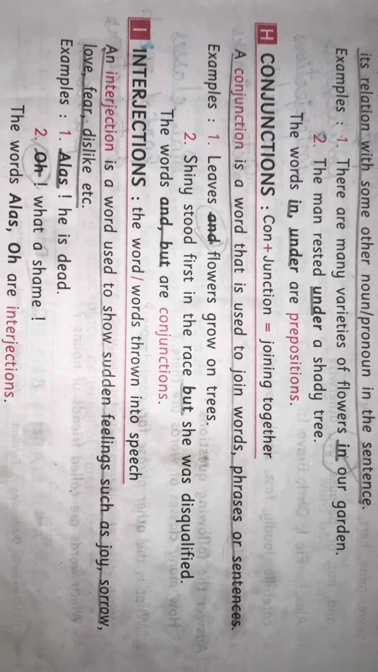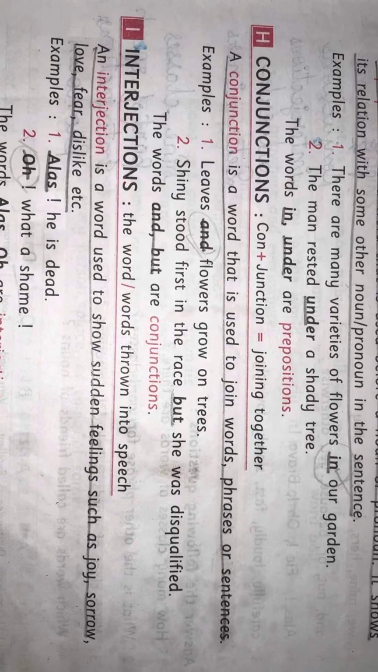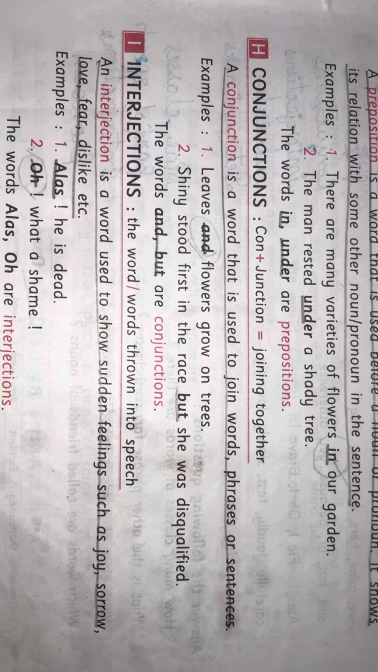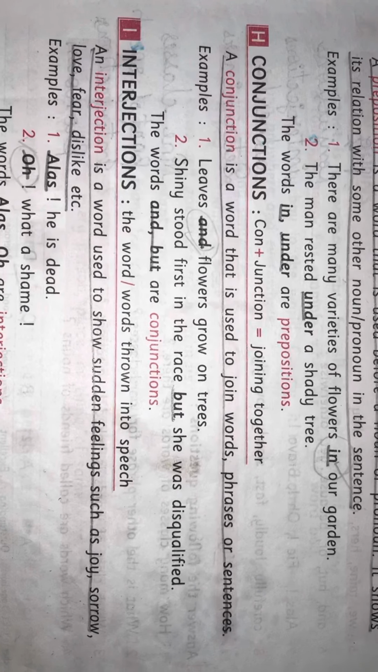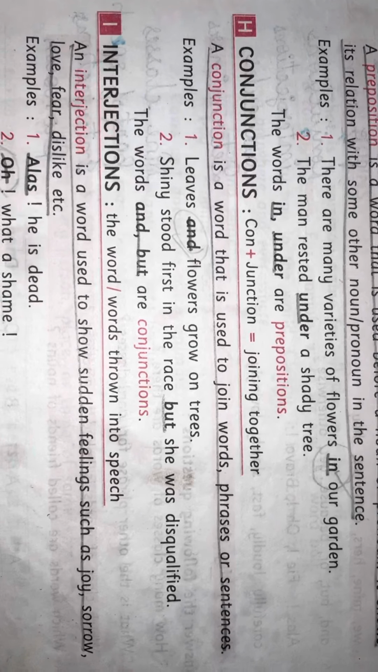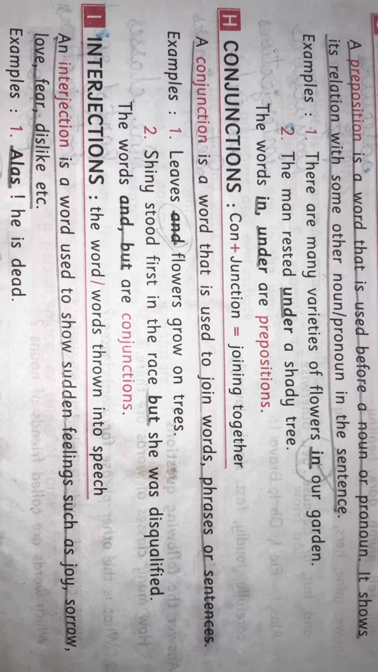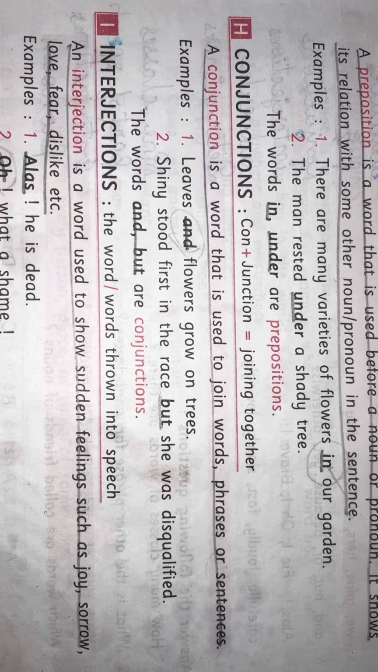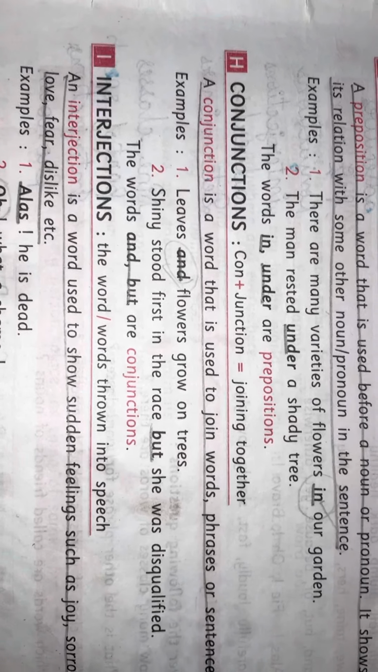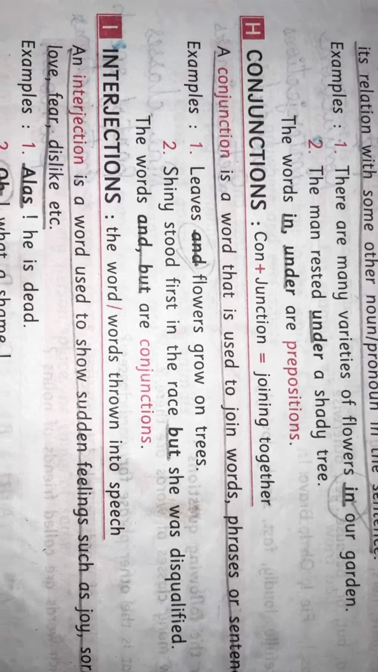Conjunction. Conjunction means joining together. When two words, phrases, or sentences are joined, that word is known as conjunction. Leaves and flowers grow on trees. Here we are joining one word to another, that is and.